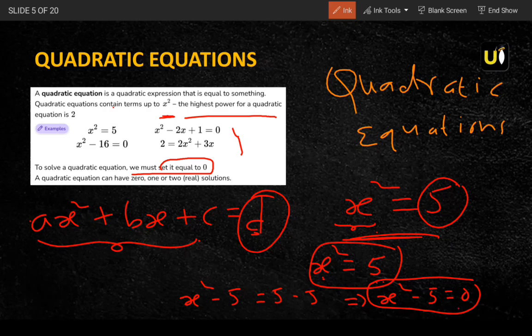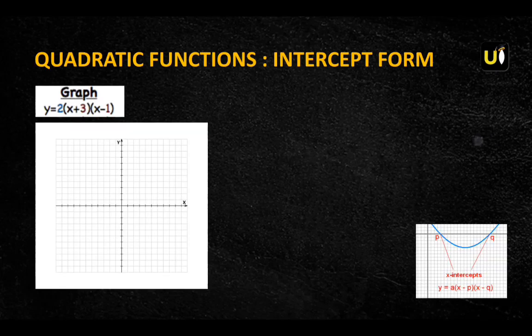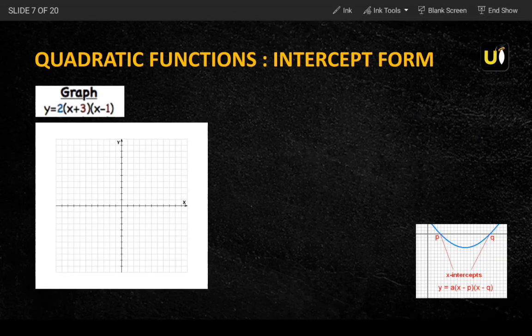Next, quadratic functions in intercept form. Suppose we were given an equation y is equal to 2 into x plus 3 into x minus 1. So this is the intercept form of a quadratic equation.